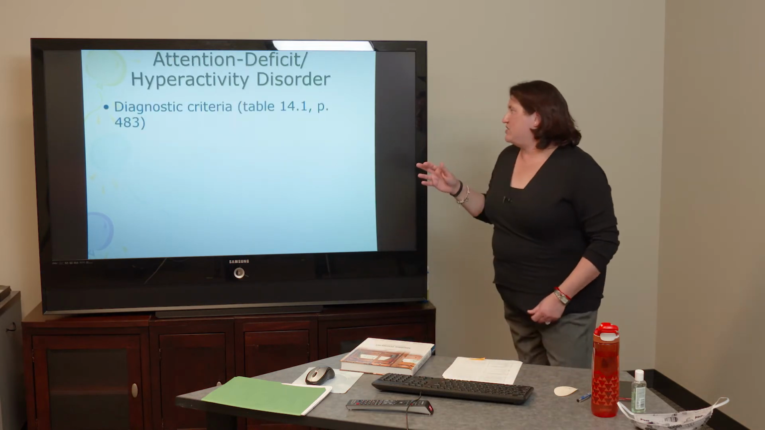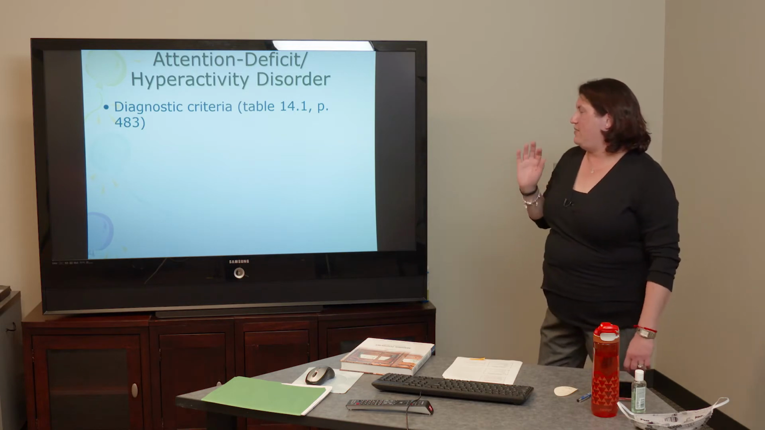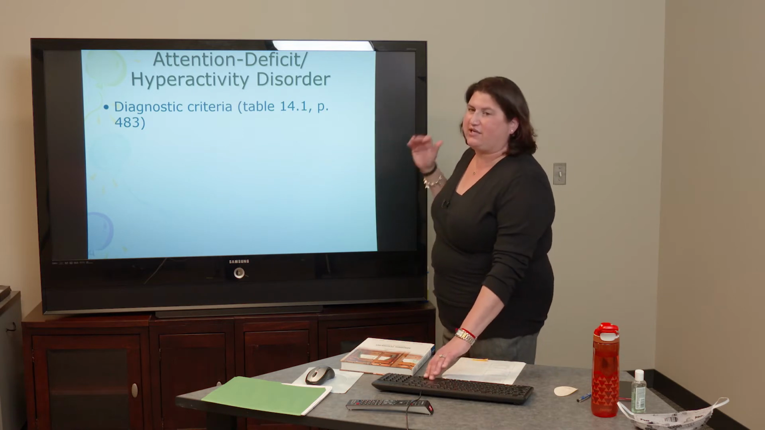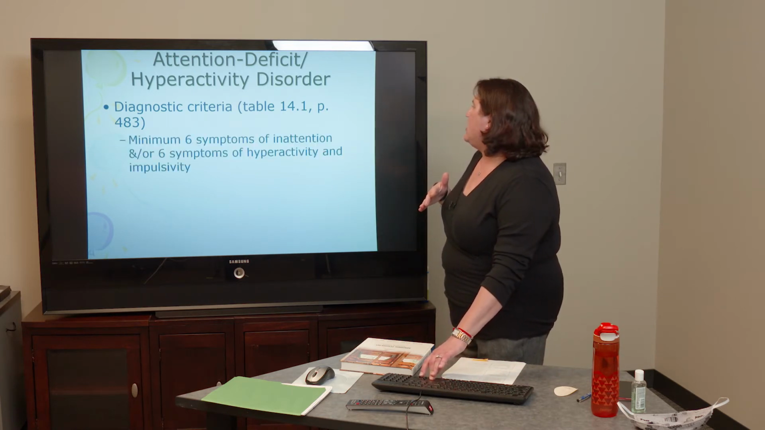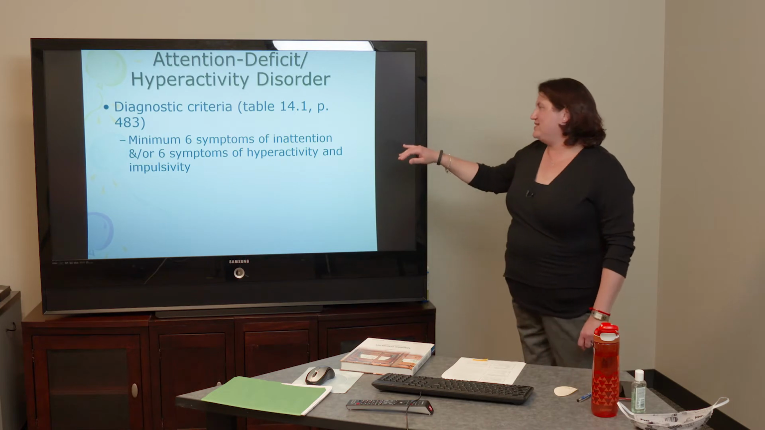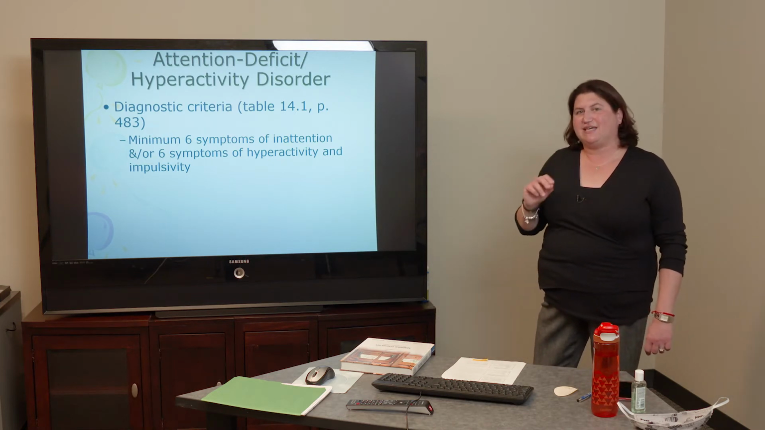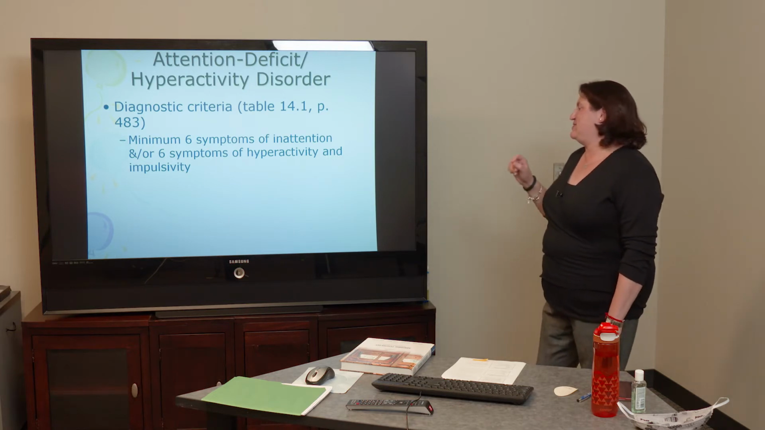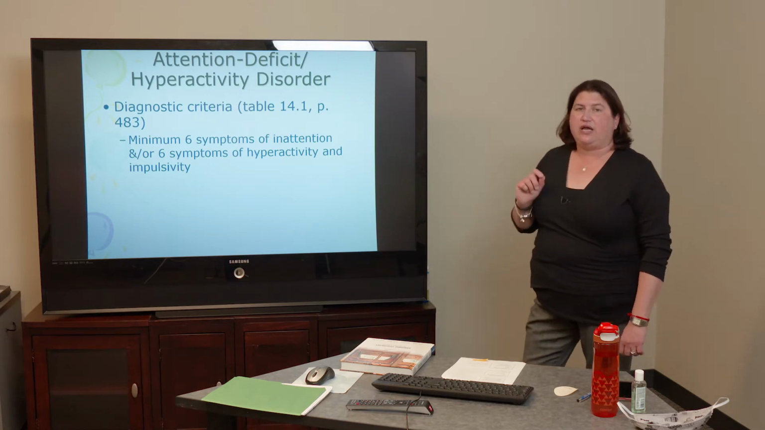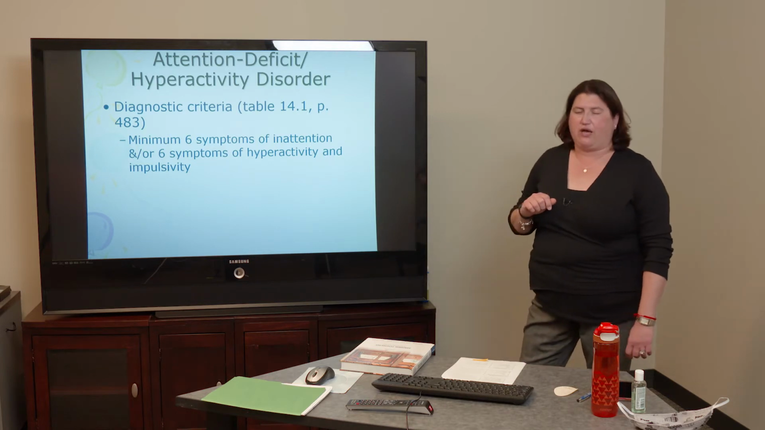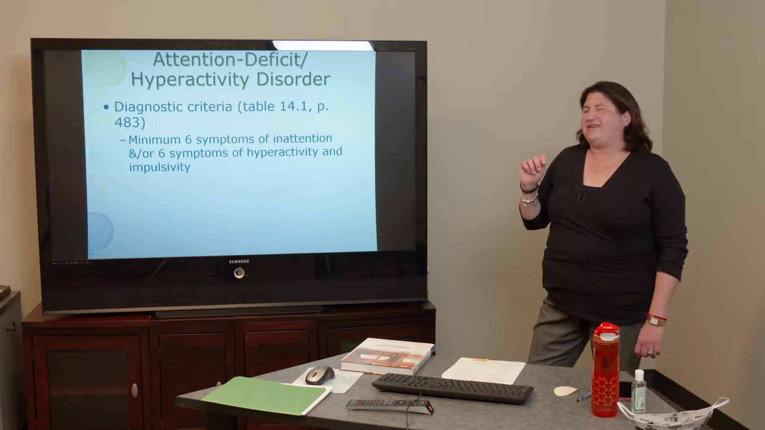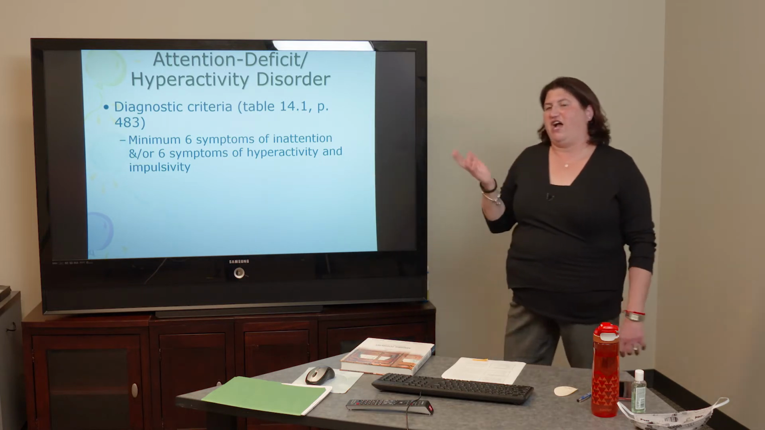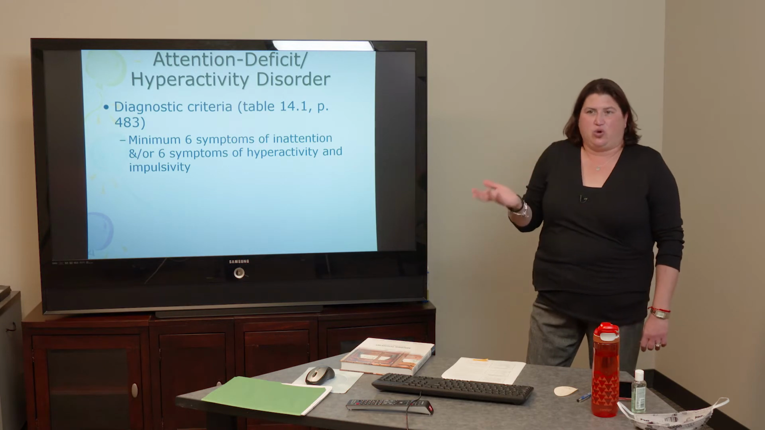So you'll find the diagnostic criteria in the text, table 14.1, page 483. And what I really want to highlight, I'm not going to sit here and go through all the symptoms with you, is that a child has to be exhibiting a minimum of 6 symptoms of inattention and/or 6 symptoms of hyperactivity and impulsivity in order to be diagnosed, okay? And you might be thinking, Carrie, why 6? Like, a child who has 5 symptoms of hyperactivity, is that normal?